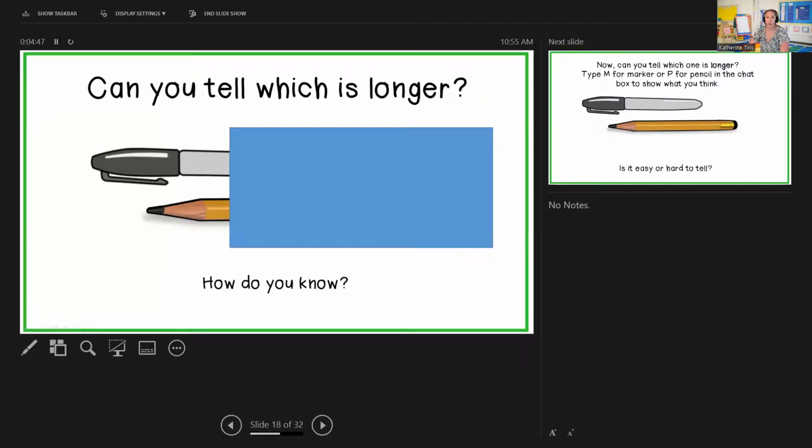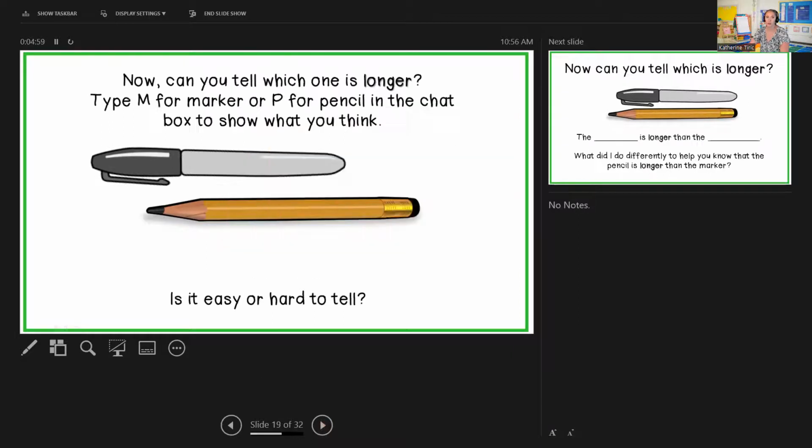So can you tell which is longer? How do you know? Pause and turn and talk to your learning coach about your answer. All right, now can you tell which one is longer? Is it easy? Is it hard for you to tell? What do you think? Which one's longer? Which one's shorter? Pause and turn and talk to your learning coach.